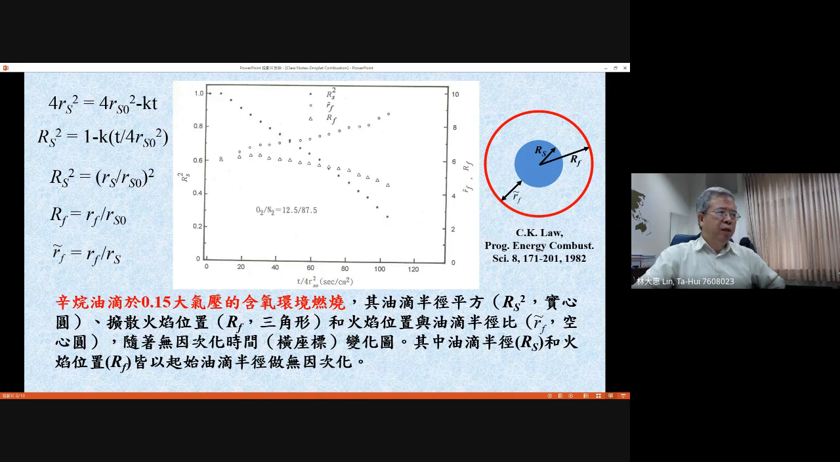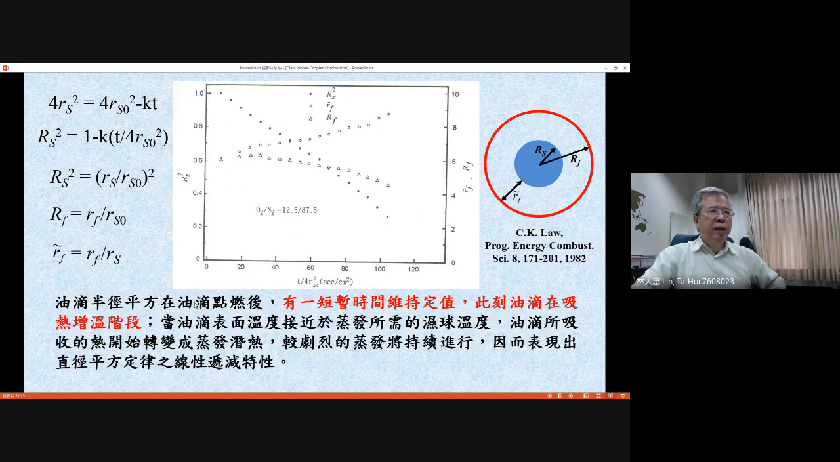And the liquid fuel basically is octane. Now I have just explained the variation of your droplet radius. Then we go to look at the capital RF and RF tilde.